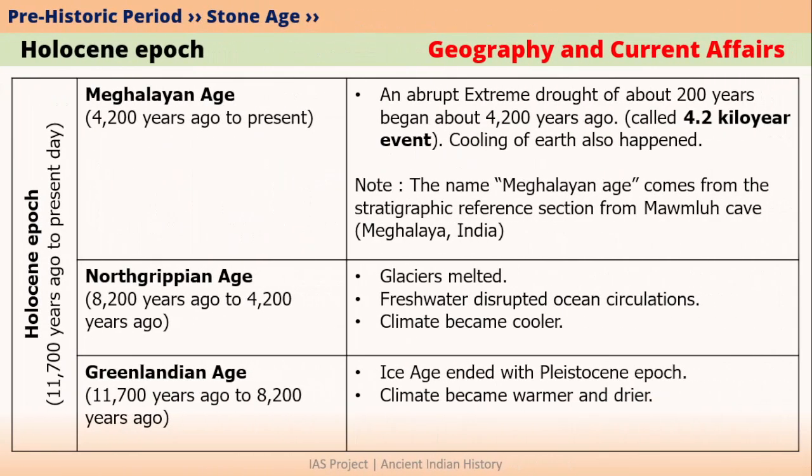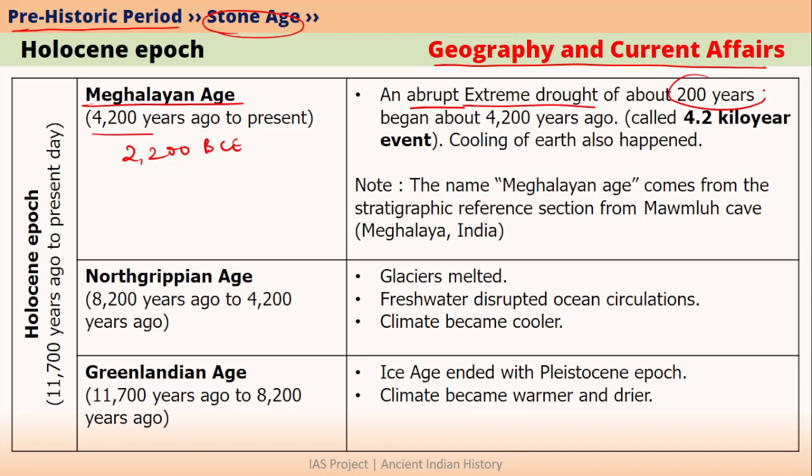Previously, we talked about Meghalayan age. I hope you remember we spoke about Meghalayan age when we were discussing prehistoric period and Stone Age. In that video, we said that this is very important from the point of view of geography and current affairs. So Meghalayan age started somewhere around 4200 years ago. That is nothing but 2200 BCE. And when Meghalayan age started, there was also a start of extreme drought. And this extreme drought lasted for 200 years. So I can say that it almost lasted till 2000 BCE.